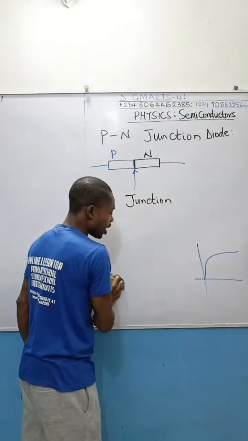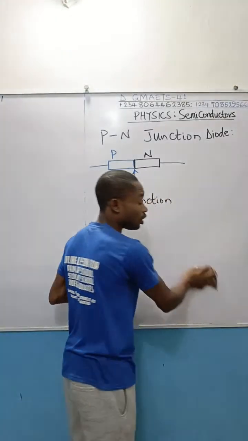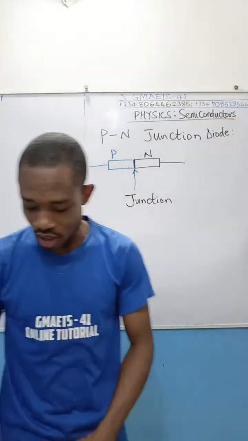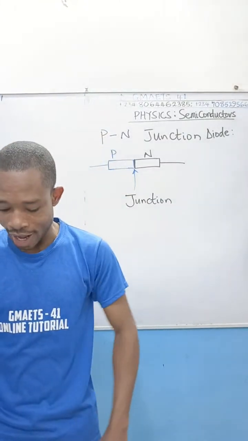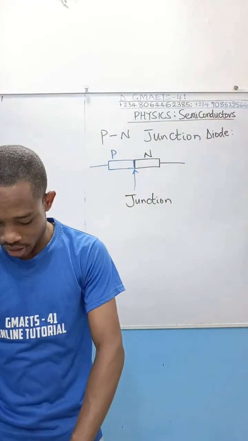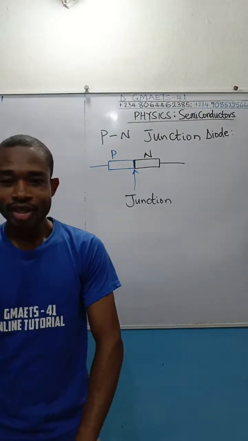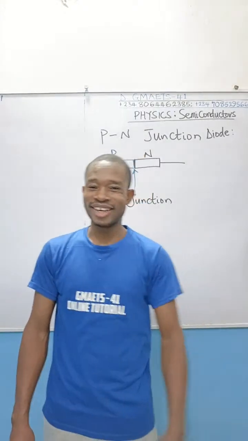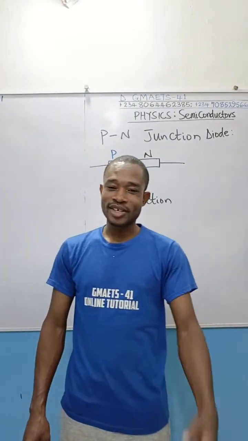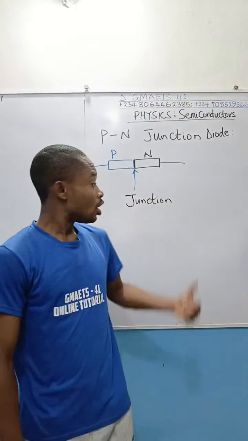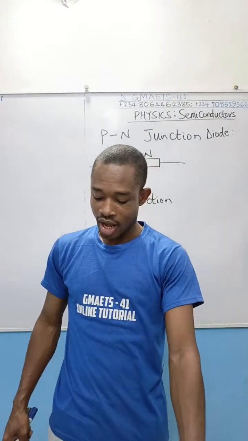I have told you how a P-N junction is formed. When P-type semiconductor is joined to N-type semiconductor, there are industrial processes that are followed to do that. So I've explained how this is formed.